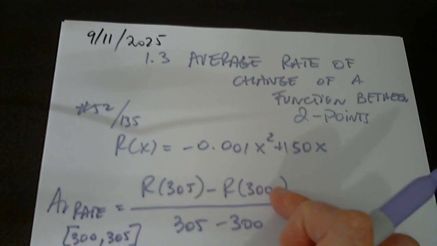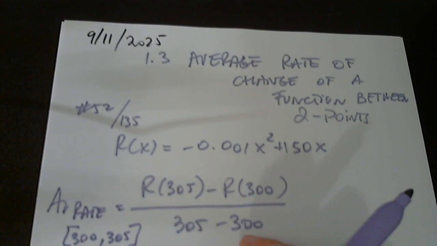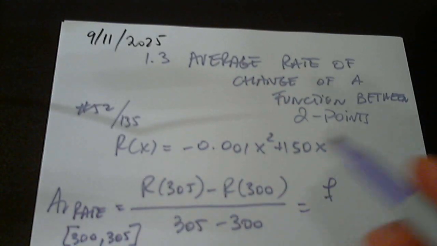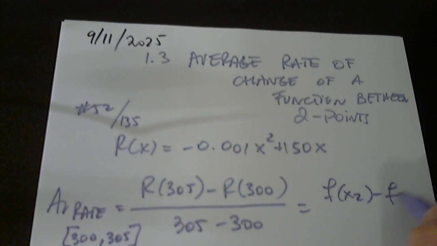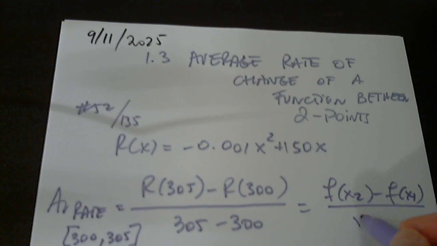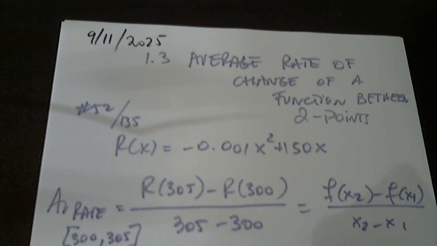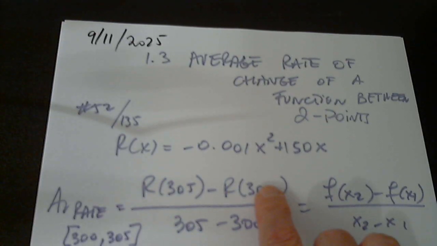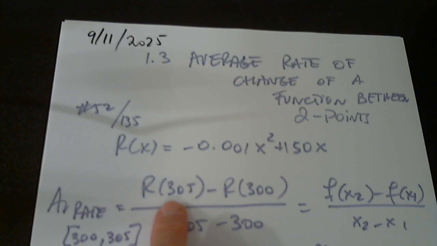f of x2 minus f of x1 over x2 minus x1. So that's the formula. It can be any function. As you know, this is the slope of the secant line going through these points, 300 comma R of 300 and 305 comma R of 305. That's all we are asked to do.